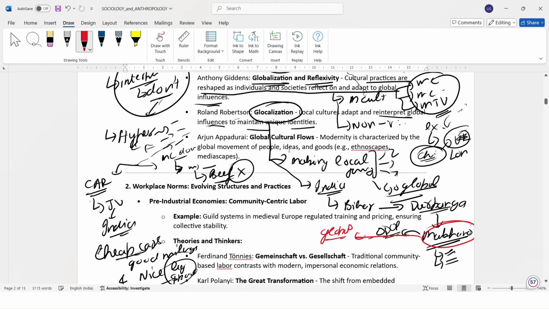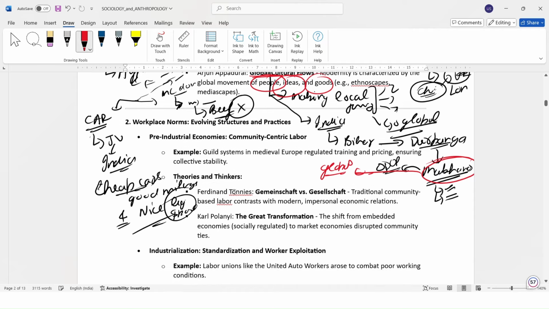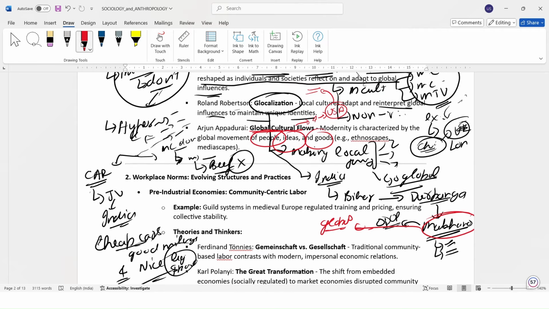And then we have something known as global cultural flows, which is modernity characterized by global movement of people, ideas, and goods. As I said, the world is one village. So today so many Indians are staying in the United States of America that they have started influencing US elections. So the ideas, Indian people, Indian goods are going towards that place. The same is true with many other countries as well. So this was basically how cultural norms have been influenced in sociology over a period of time.